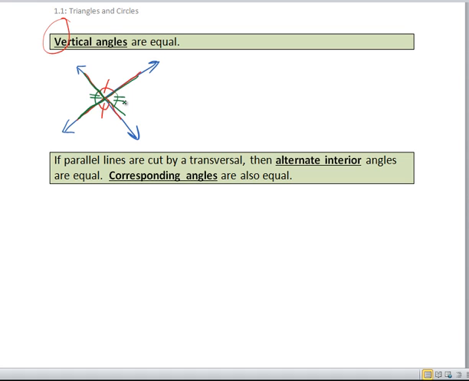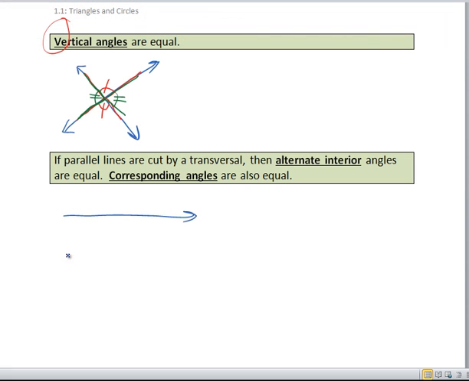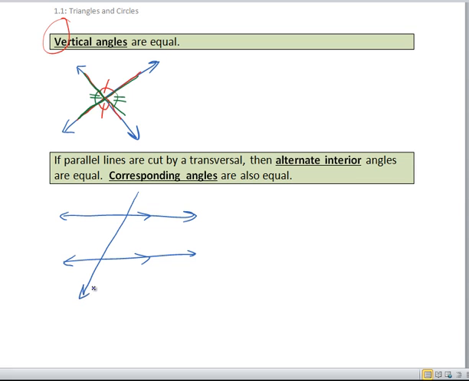If parallel lines are cut by a transversal, then alternate interior angles are equal, and also corresponding angles are equal. Okay, so there's a lot going on here. Let me start by drawing two parallel lines. The way we're going to denote parallel lines is by putting these little arrows here. And then I'm going to cut it with a transversal. A transversal is just another line. So I have two parallel lines cut by a transversal.